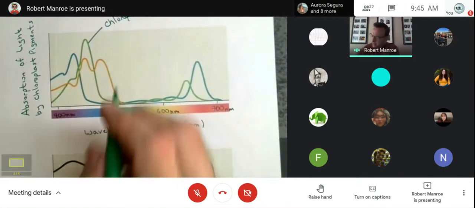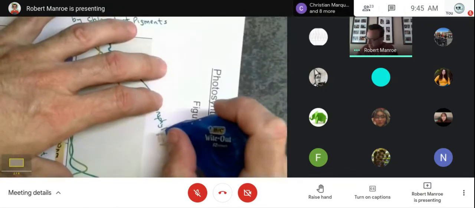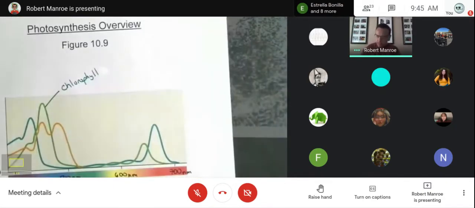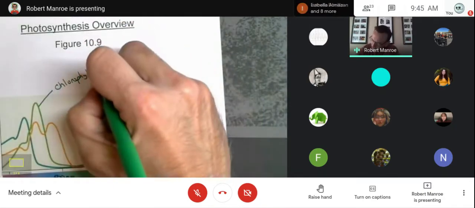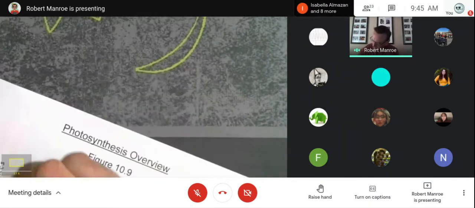Light green? That's not right. Light green is B. It's the dark green that's A. Sorry about that. This is chlorophyll B. It is the dark one here. This is chlorophyll A here.